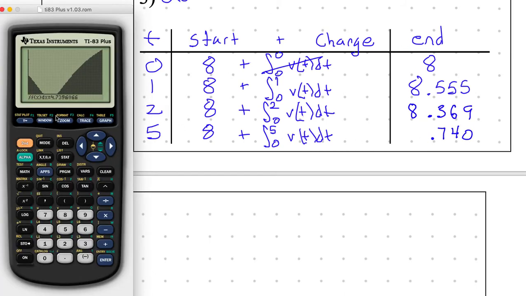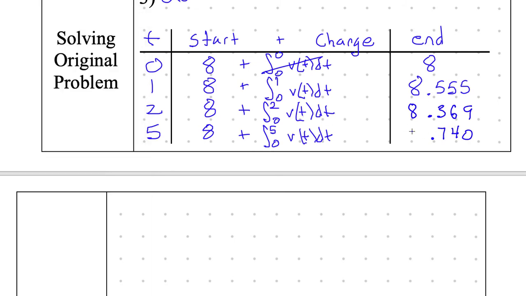0.740, and I have to add 8 plus 4, that's 12. So these are my end values. My only relative extrema can come from these possible times. So these are all the possible relative extremas.